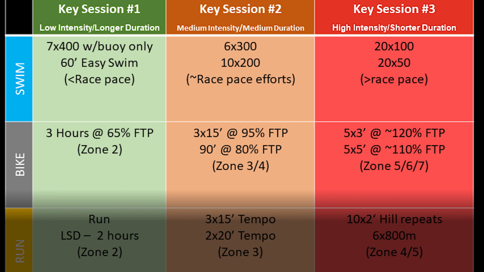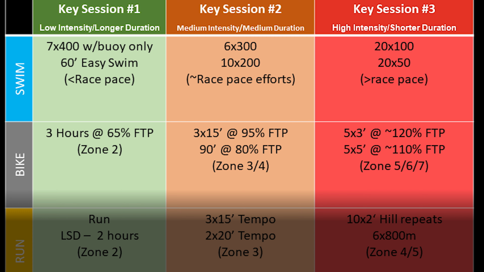Key session number two, this is going to be race pace if you're training for a sprint or an Olympic distance triathlon. If you're training for a 70.3 or a full Ironman, this is going to be slightly faster than race pace. So it can be intervals like 3 by 10 minutes around 90 to 95% FTP, or maybe 90 minutes at low tempo, which is around 80% FTP.